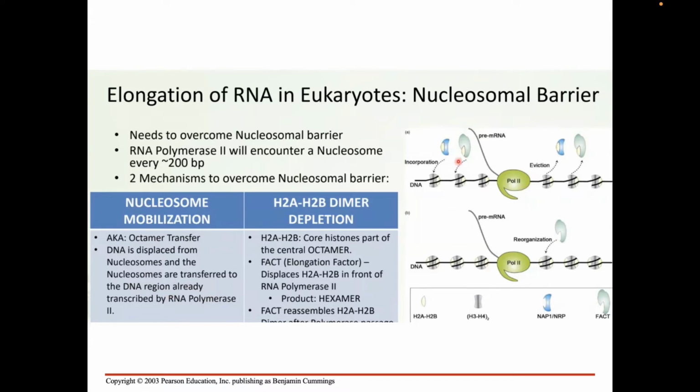And we have another mechanism to overcome what we call the nucleosomal barrier, which is the H2A to H2B dimer depletion. So kung makikita nyo po sa ating right side, yun yung ginagawa ng ating mga polymerase 2. Sila yung nag-prevent ng mga tinatawag nating nucleosomal barrier para continuous pa din ang process ng ating transcription from the DNA to your RNA.